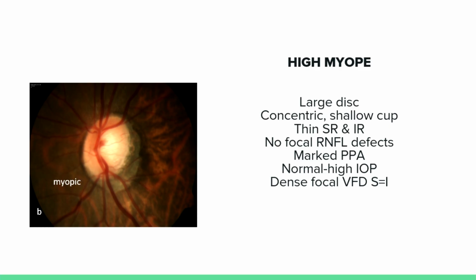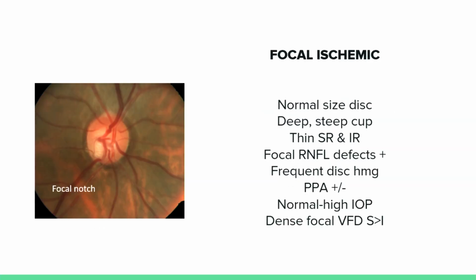Normal to high IOP and dense focal visual field defects, where the superior defect is equivalent to the inferior defect. In the focal ischemic pattern, there is a normal size disc, but there is a deep and steep cup with thin superior rim and inferior rim. Focal RNFL defects can be present, and there are frequent disc hemorrhages. PPA may or may not be present, but IOP may be in the range of normal to high, and there are dense focal visual field defects more in the superior area than the inferior.